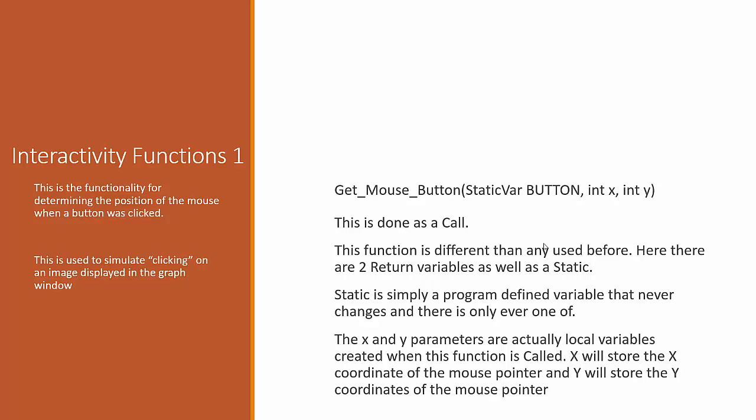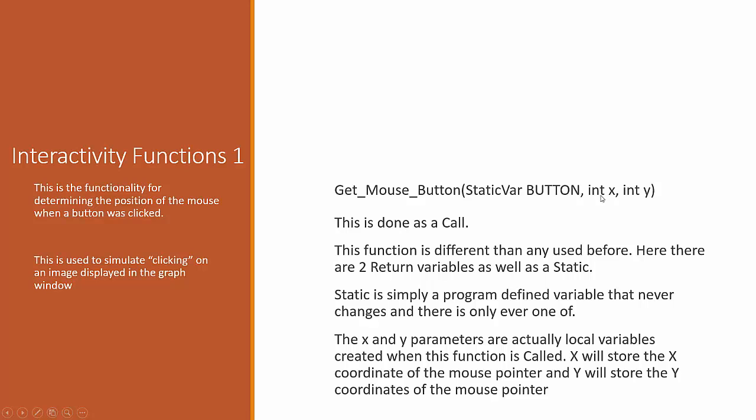This is done as a call. It's a method call. Okay, this function is different than any we've used before because we have a static, that's something that never changes, and there's only ever one of them. There's only one left mouse button. Okay, and we also have 2 return variables, the x and y. So this parameter and this parameter are returns.